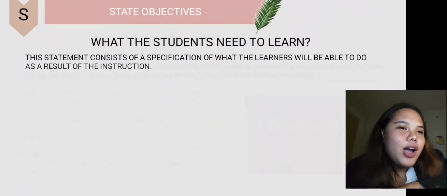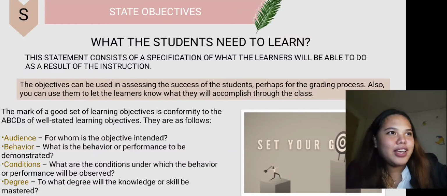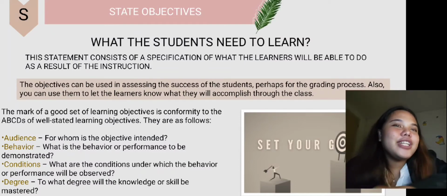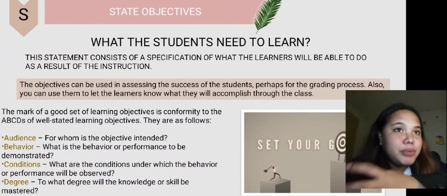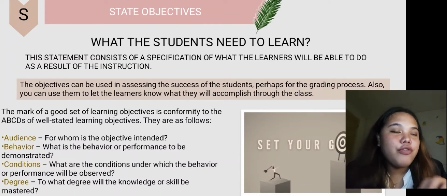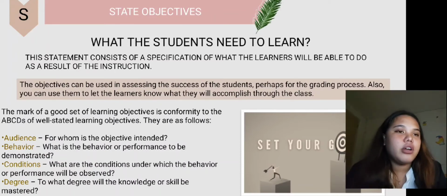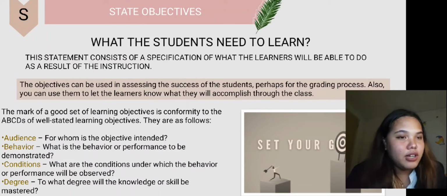Gets na gets. Okay, S, state objectives. What the students need to learn. Okay. So, unsa ka ha? So, after the analysis of the learner's attributes, the teacher must state standards and objectives for the learning module. And this statement consists of a specification of what learners will be able to do as a result of the instruction. So, are you familiar sa mga modules na to diha no nga?